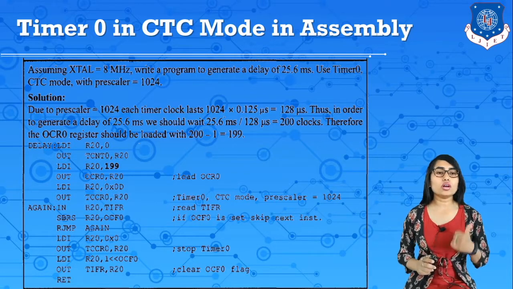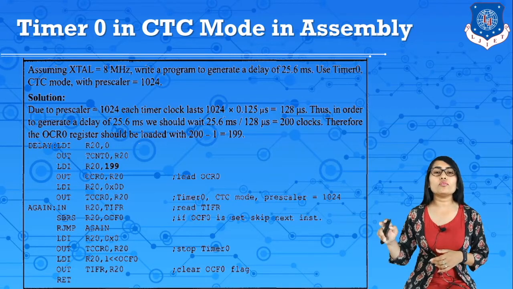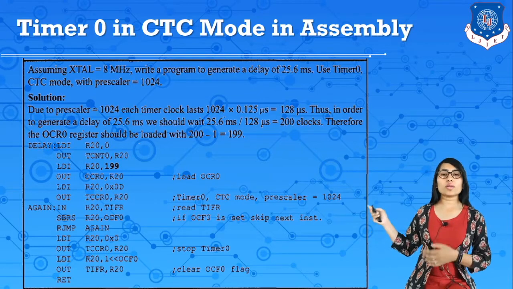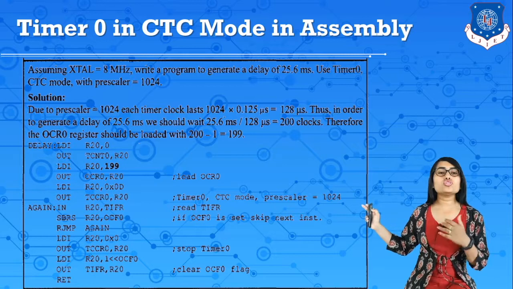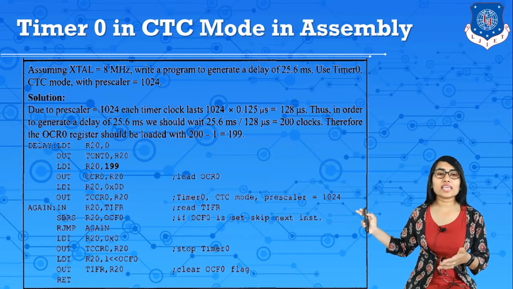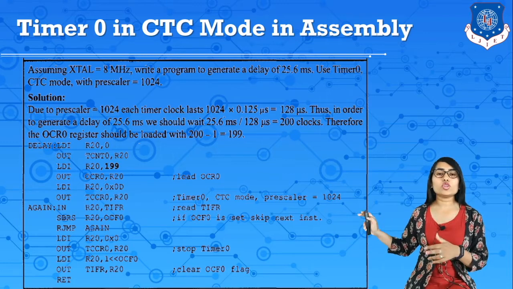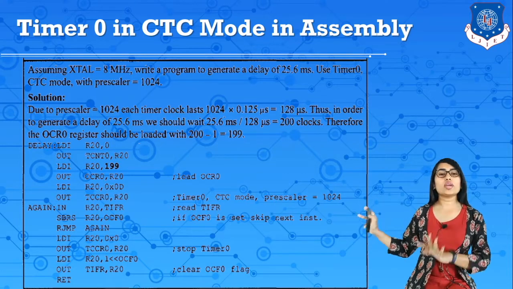Due to the prescaler of 1024, we have 1024 divided into 1 by 8, that means 0.125 microsecond times 1024. So here we have 128 microseconds. Now to generate 25.6 milliseconds, we have to wait 25.6 milliseconds divided by 128 microseconds. So we have a total of 200 clocks.